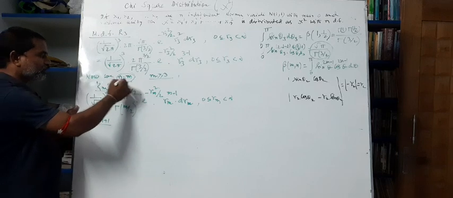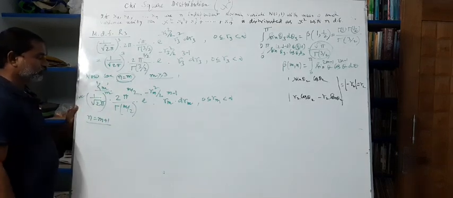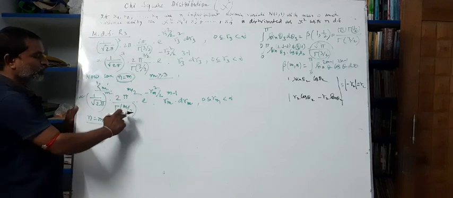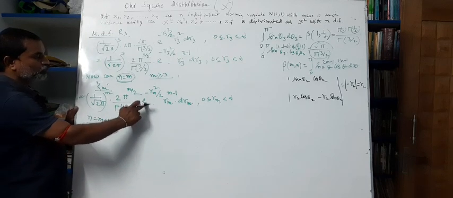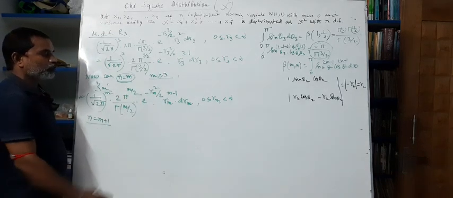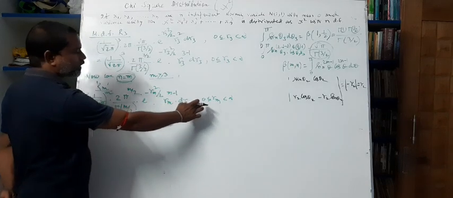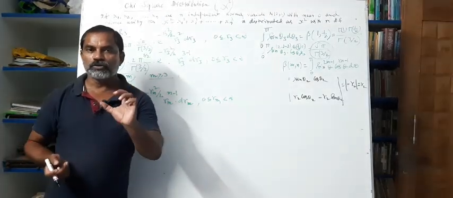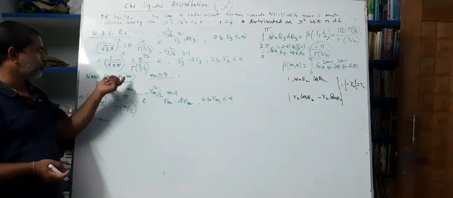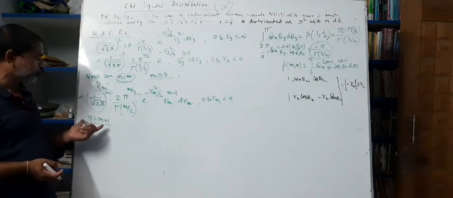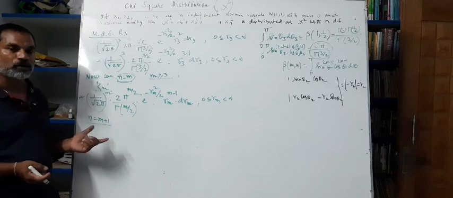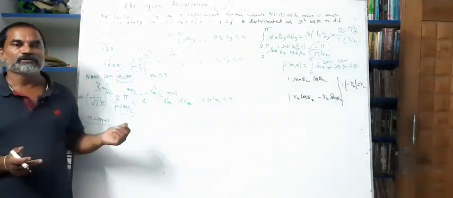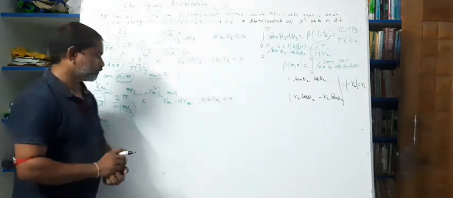We assume here this is true: 1 by root over of 2 pi whole to the power m, 2 into pi to the power m by 2 divided by gamma of m by 2 and e to the power minus Rm square by 2 into Rm to the power m minus 1 d of Rm, 0 less than or equal to Rm less than infinity. The result holds for n equal to m. We assume this and we want to show the result holds for n equal to m plus 1. If we can do it, then we reach the target.